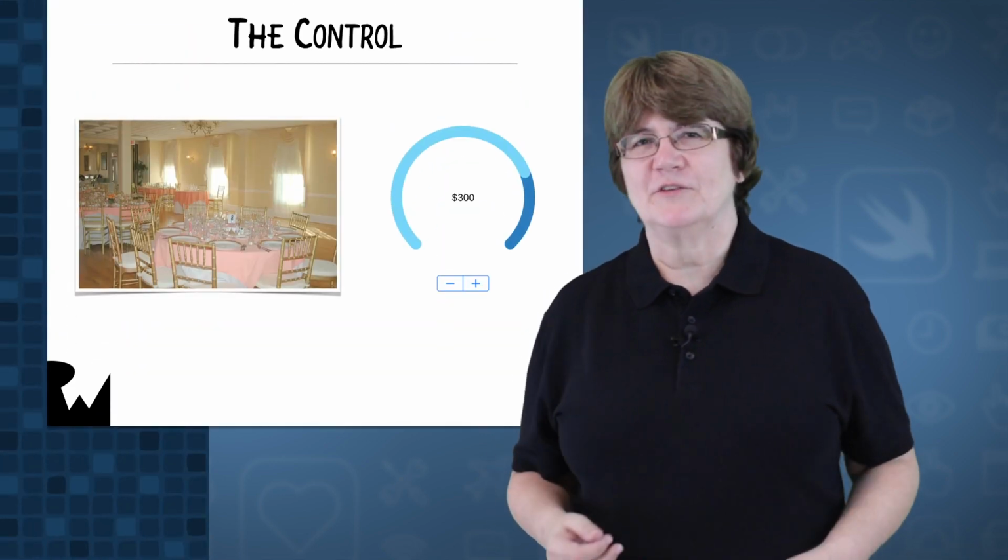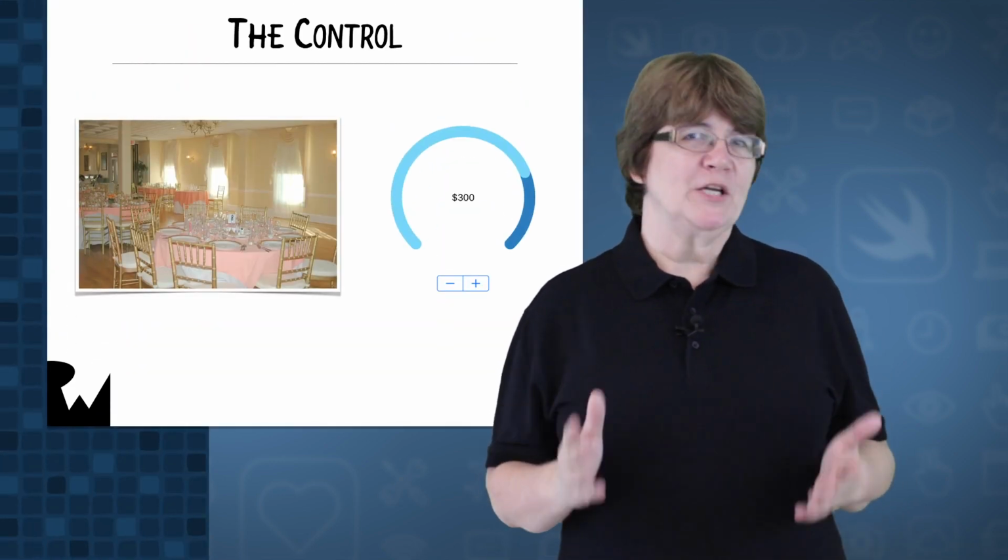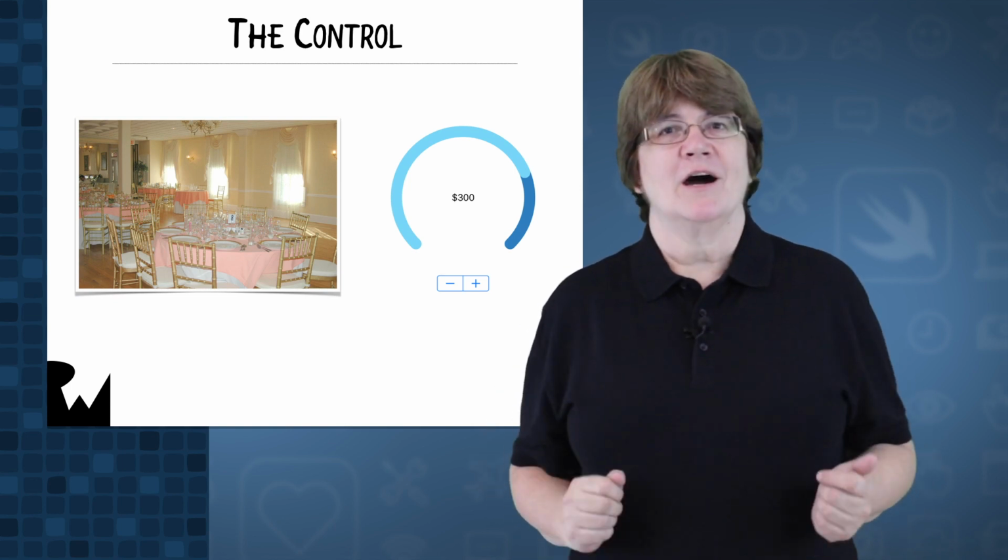In the previous control, we curbed Core Animation's animation. But for this control, we're going to embrace the animation. Office parties can be expensive, so we're going to create a budget control in the shape of an arc.